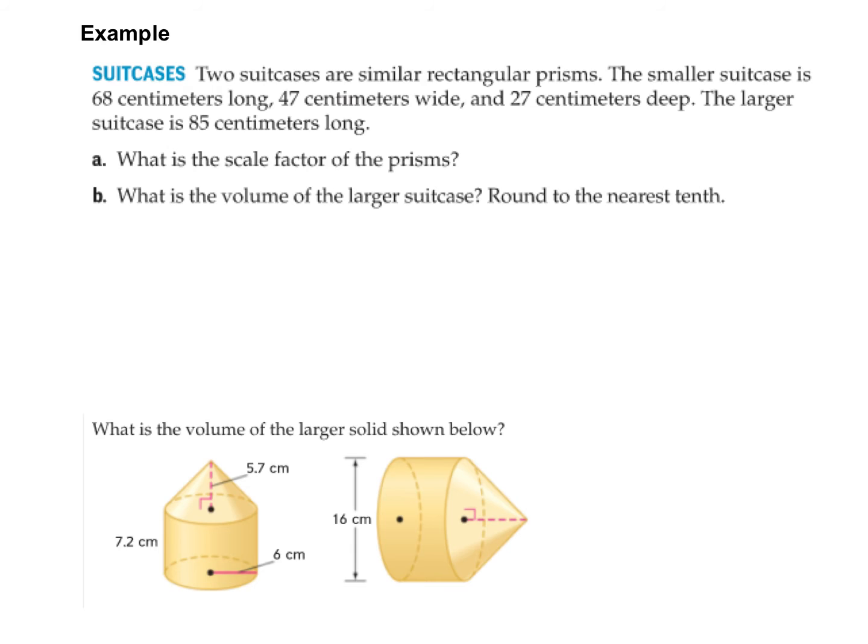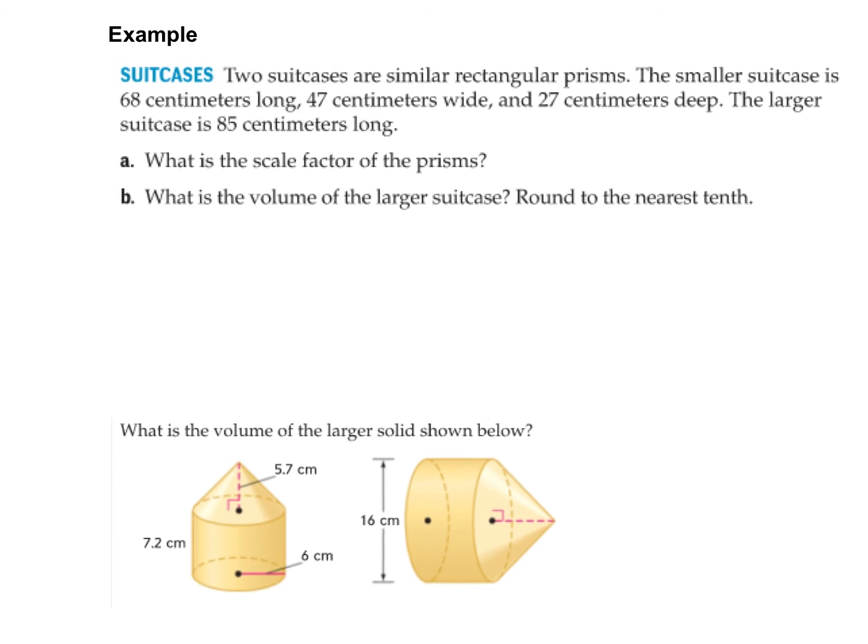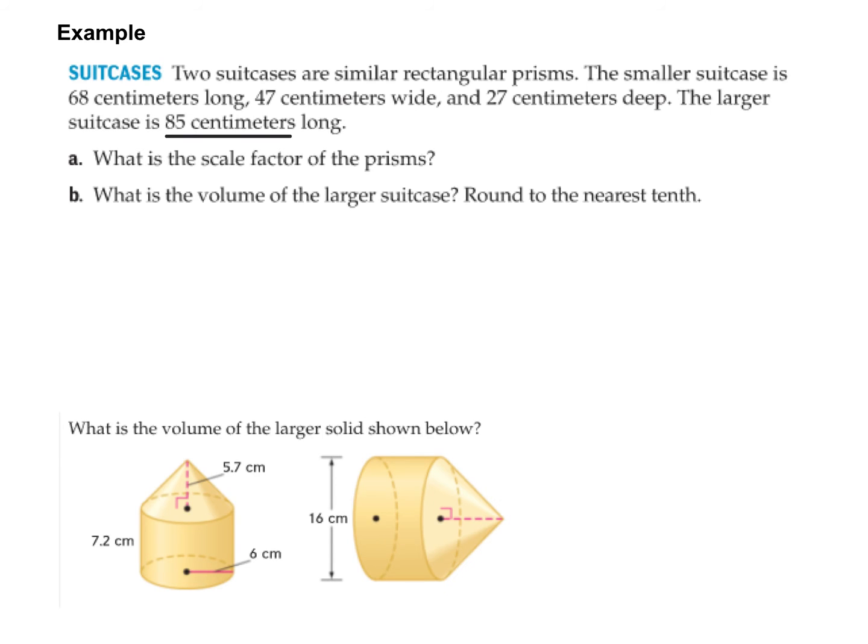Two suitcases are similar rectangular prisms. The smaller suitcase is 68 centimeters long, 47 centimeters wide, and 27 centimeters deep. The larger suitcase is 85 centimeters long. So it's telling us that the long side is 68 centimeters versus 85 centimeters, and that's the corresponding side. I'm going to set that in a ratio so I can find my scale factor. My scale factor of the prisms is going to be a pair of corresponding sides set up in a ratio, 68 over 85, and that reduces to 4/5. So this is our scale factor.